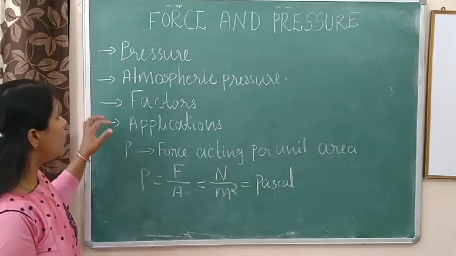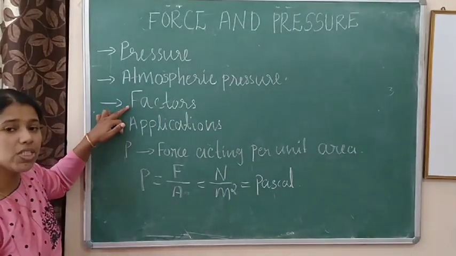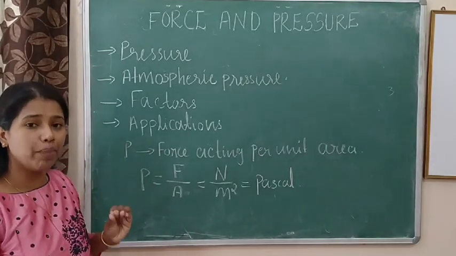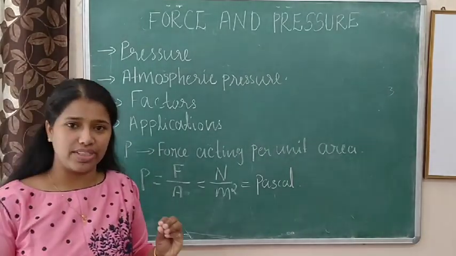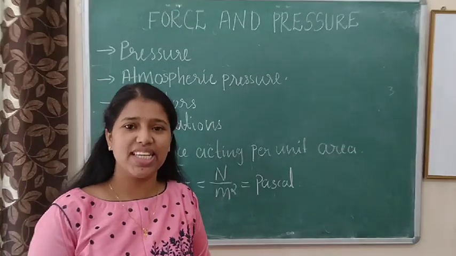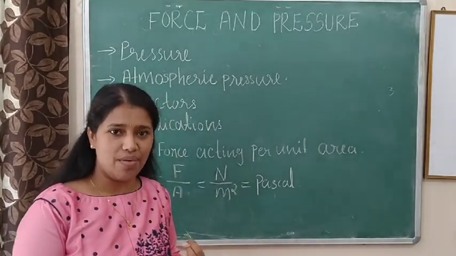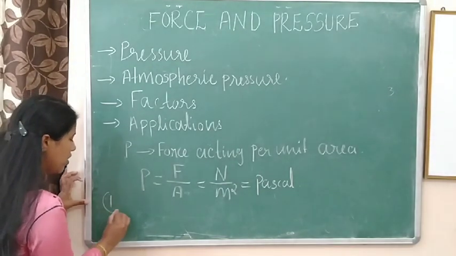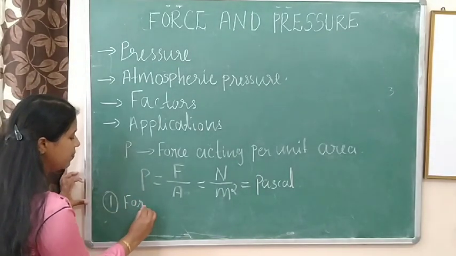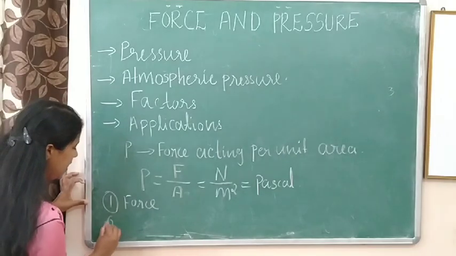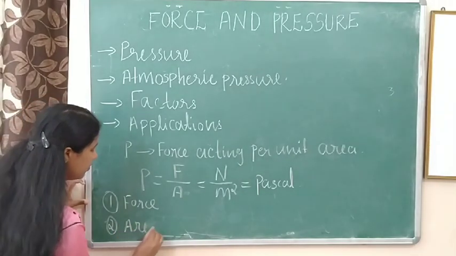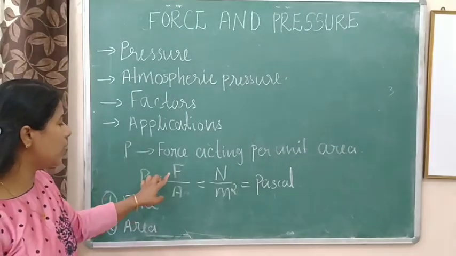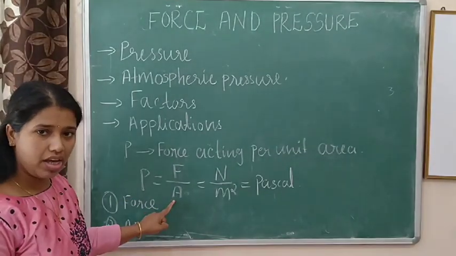Then what are the factors that pressure depends on? Only two factors. The first one is force. The second one is area. That means, in the equation pressure is equal to force by area.